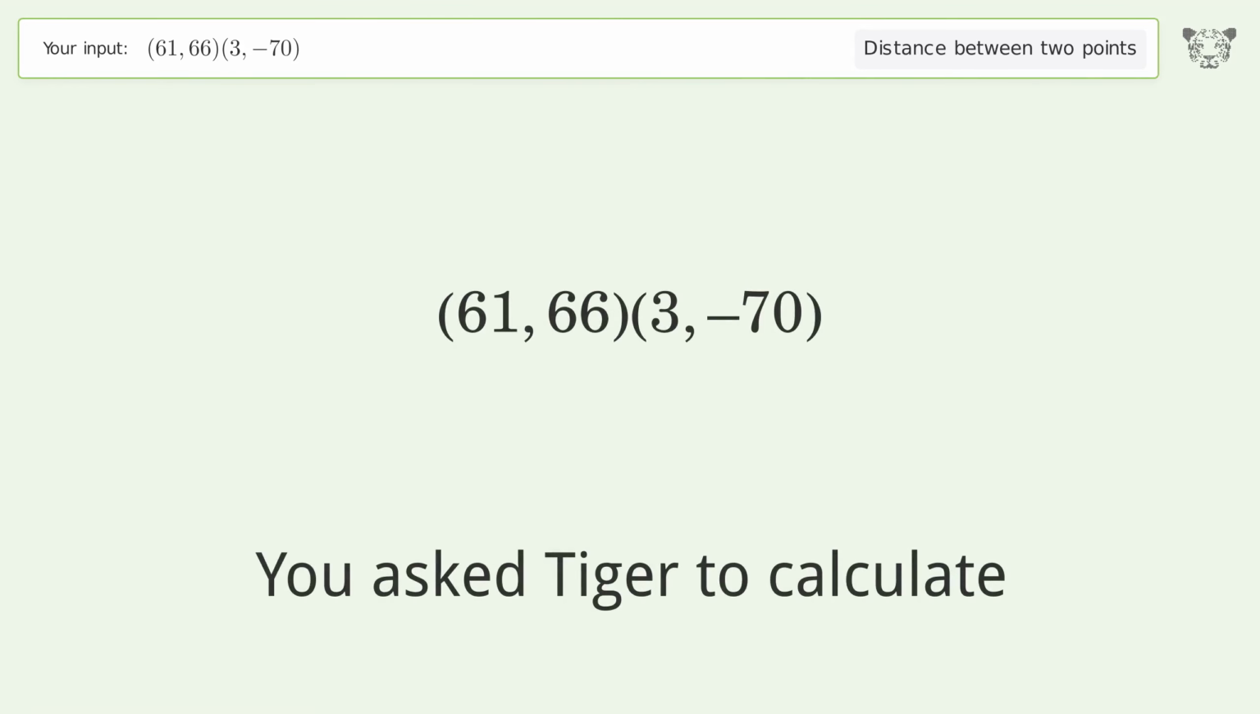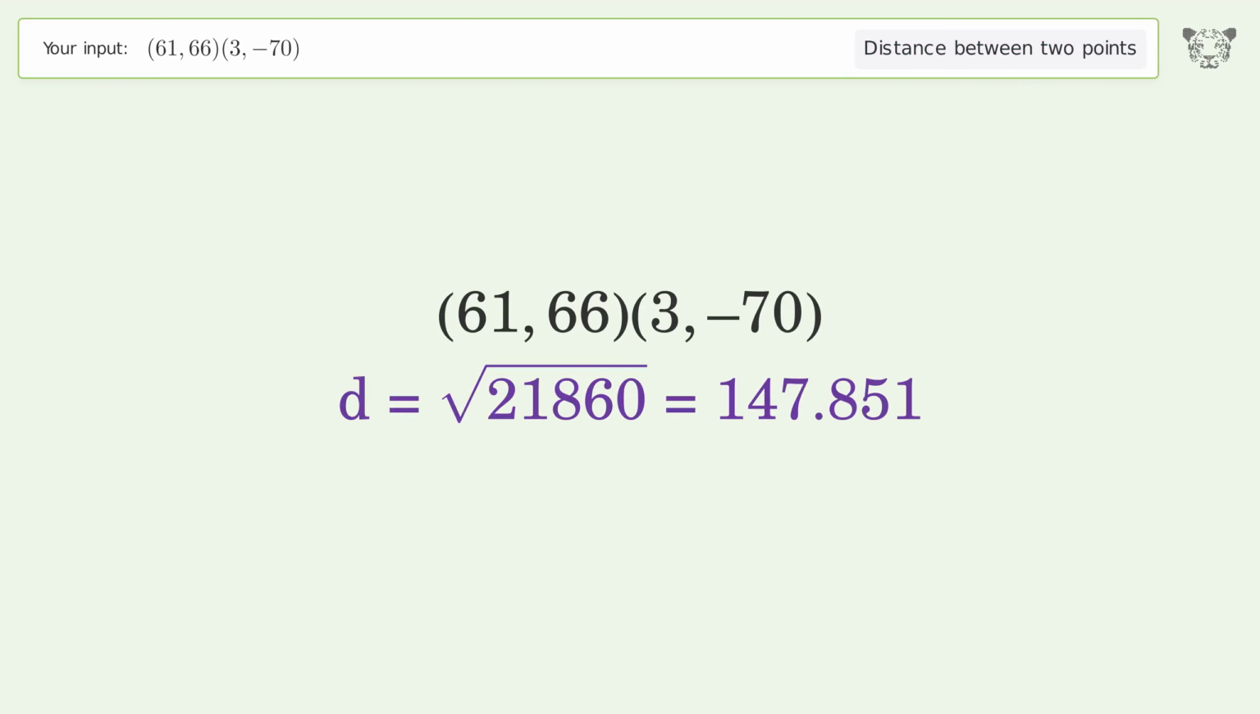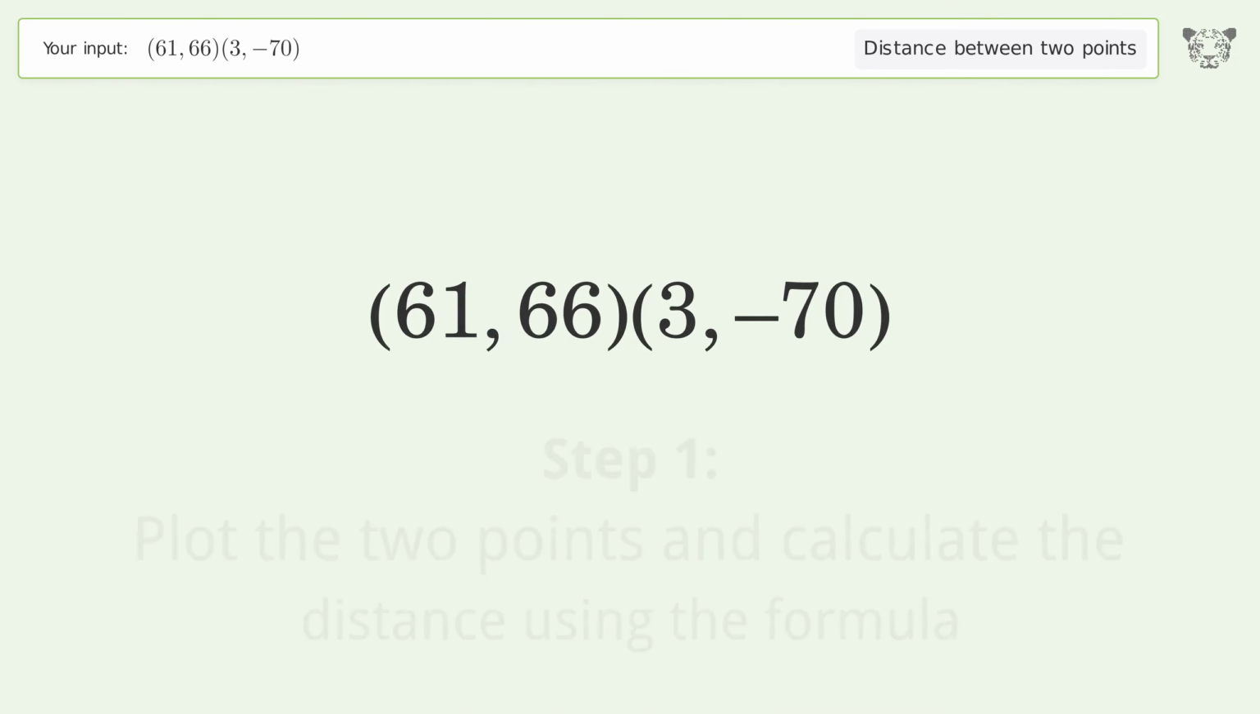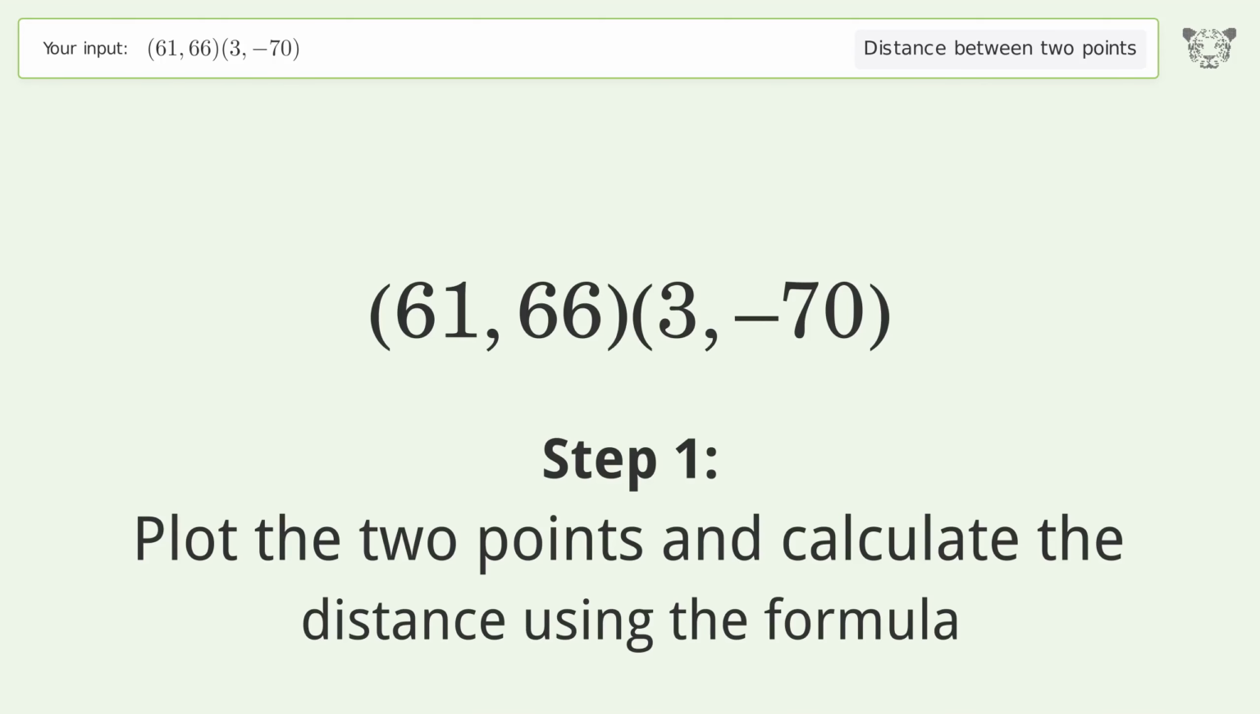You ask Tiger to calculate. This deals with the distance between 2 points. The distance between the 2 points is the square root of 21,860 or 147.851. Let's solve it step by step. Plot the 2 points and calculate the distance using the formula.